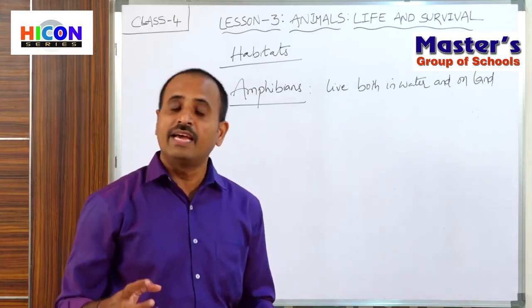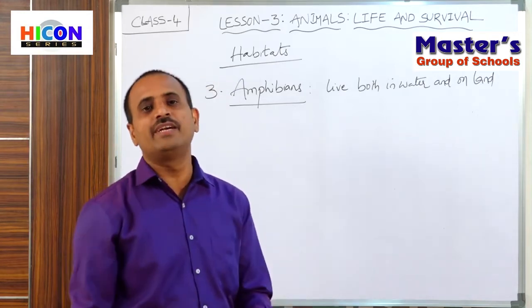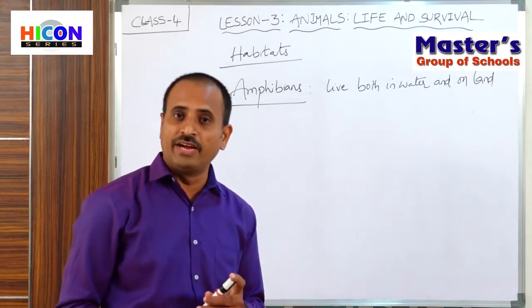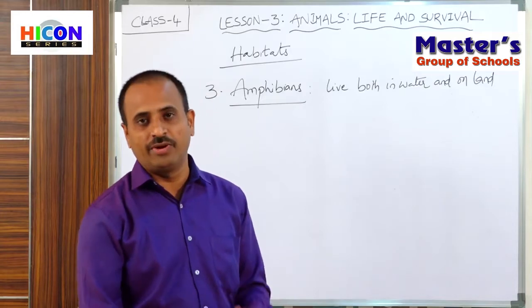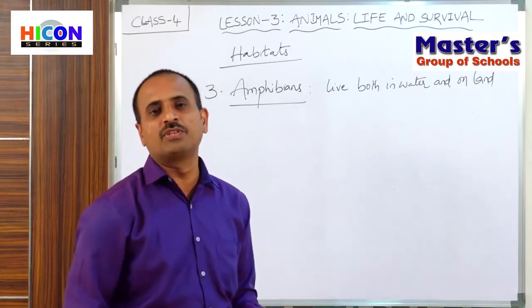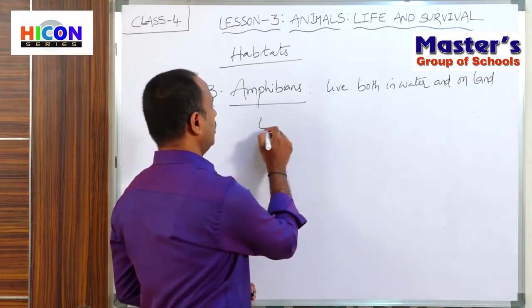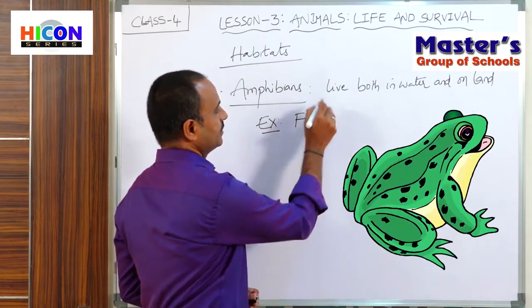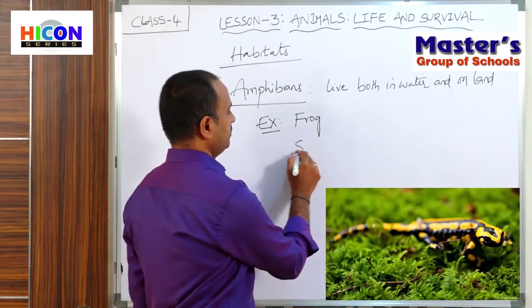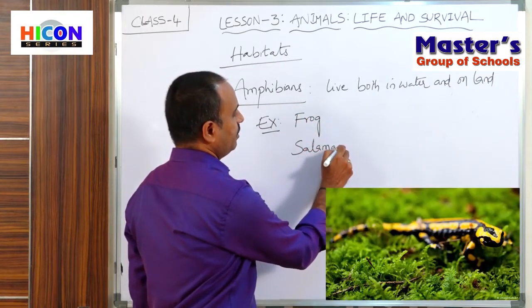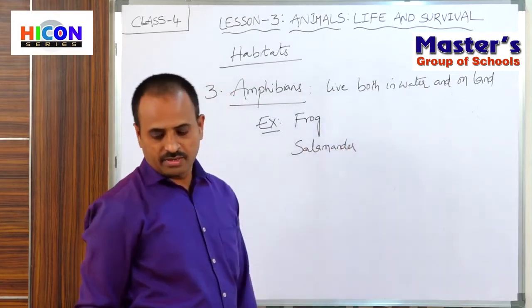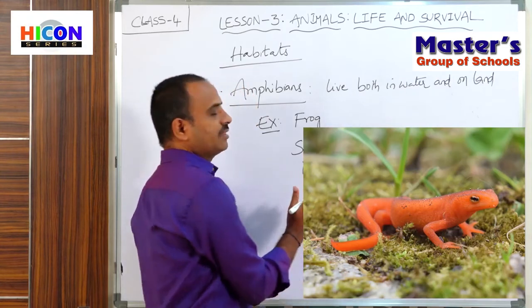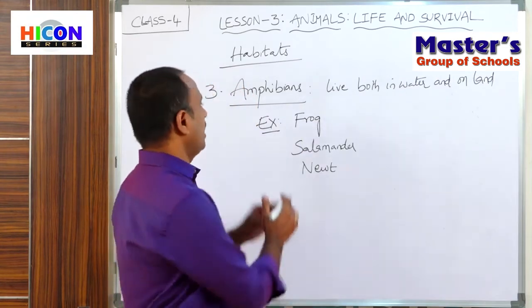So that's why they also have some special arrangements in their body. They have some adaptations in their body to survive in the water and to survive on the land. So what are the examples for amphibians? The examples for amphibians are frog, salamander and newt. So children, these are some examples for the amphibians.